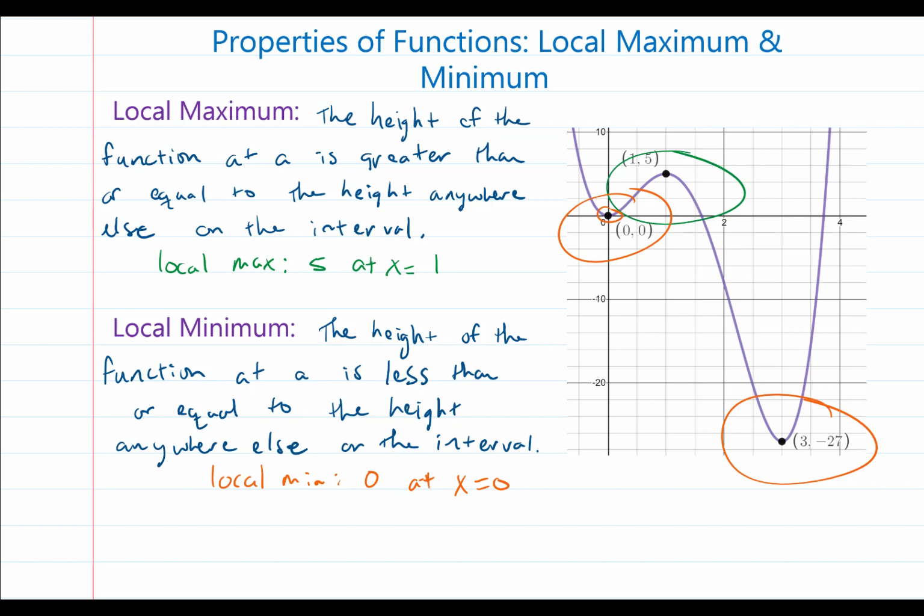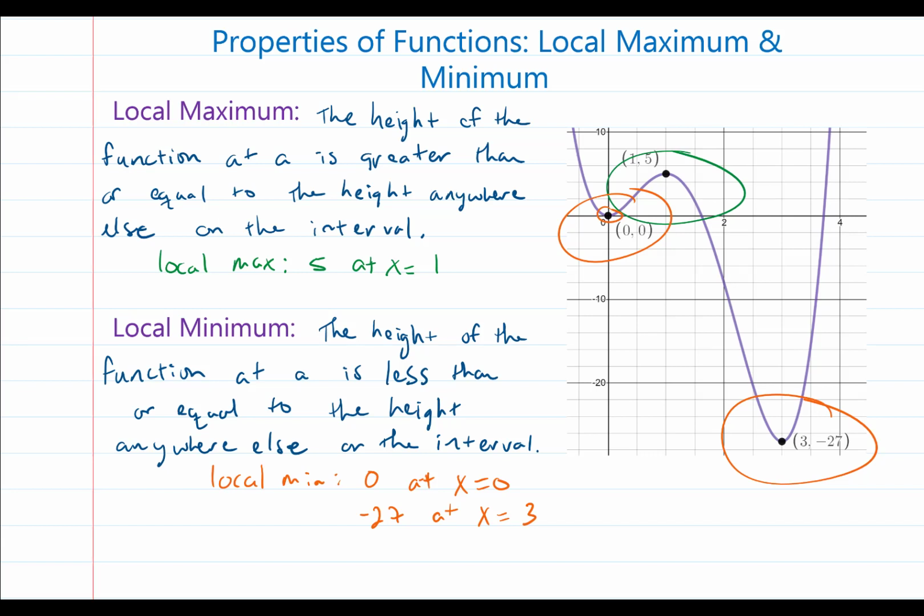But we have another local minimum, which happens to be negative 27. And this occurs at the x-coordinate of positive 3. So one more time, we have a local minimum of 0 at x equals 0 and negative 27 at x equals 3.